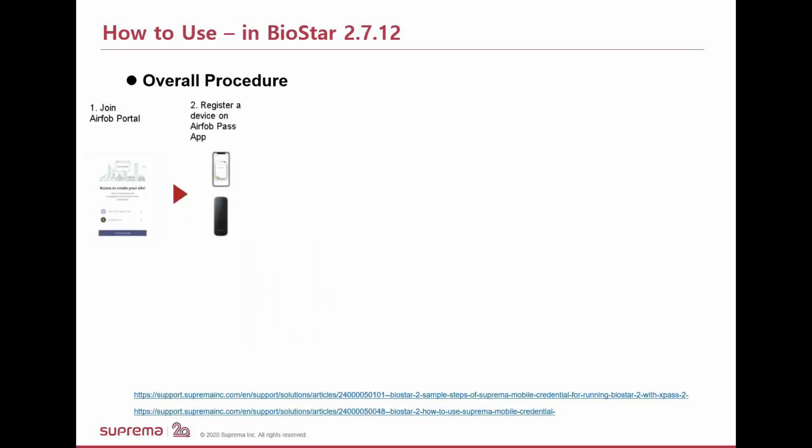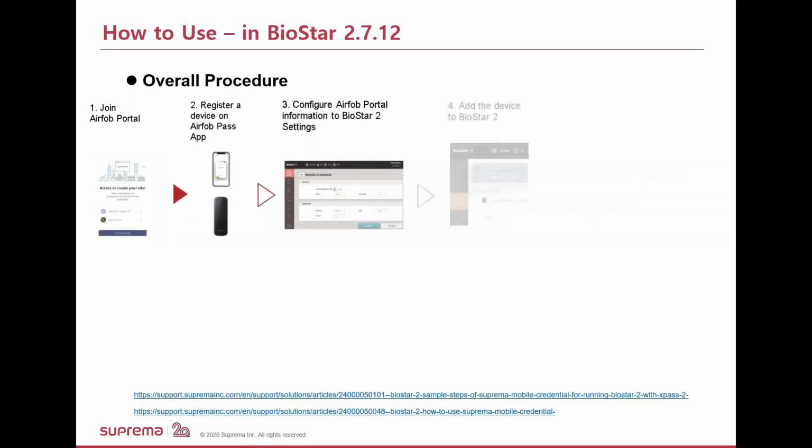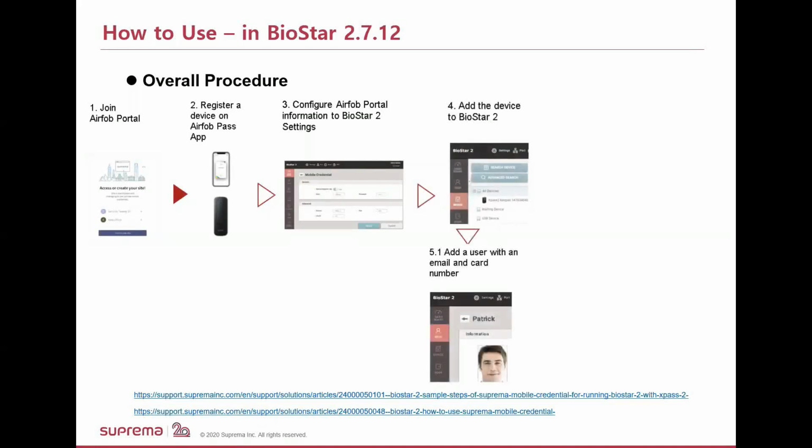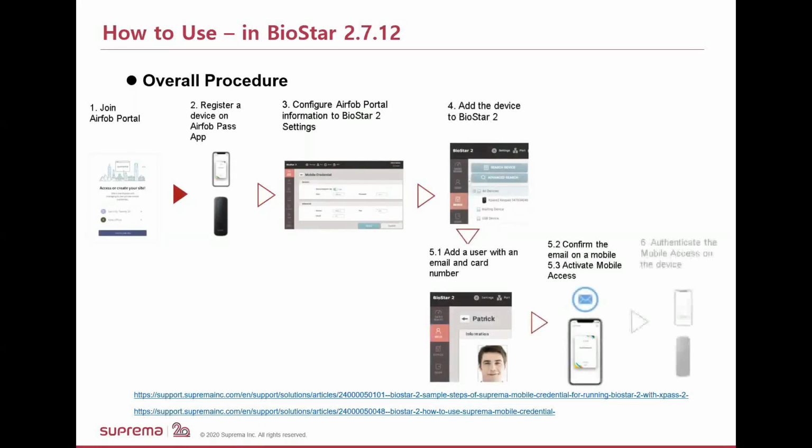This is the overall procedure to use Suprema Mobile Access in BioStar 2.7.12. It is organized in 6 steps as shown, and you also can find details from the linked articles below. The most important thing you have to prepare and remember is that the device should be cleared to factory default configuration. And you have to register the device in the portal first and BioStar 2 following.